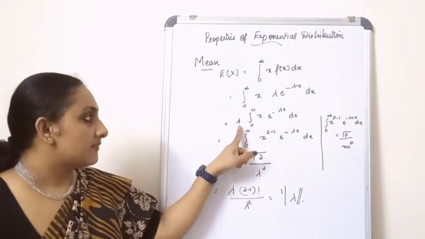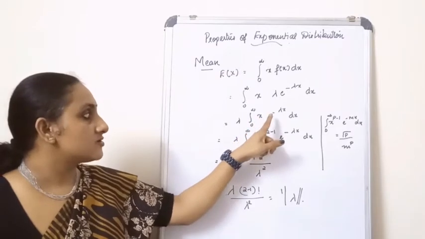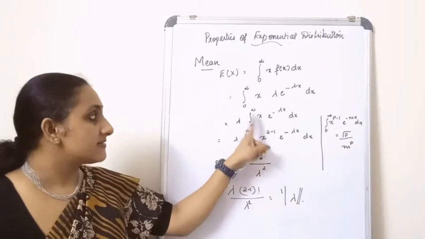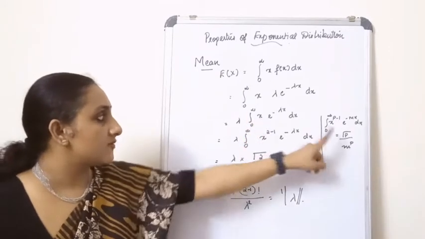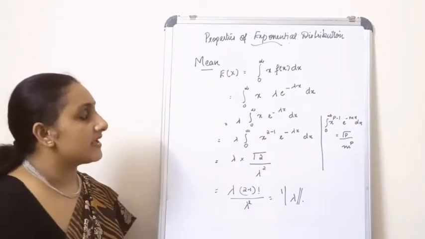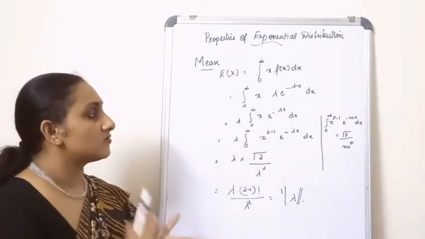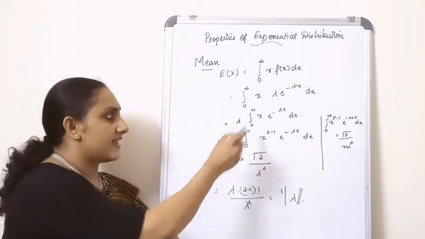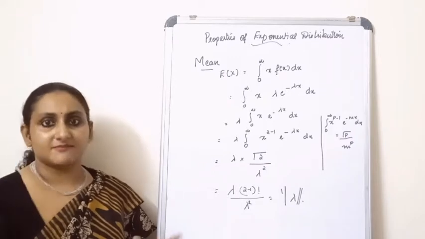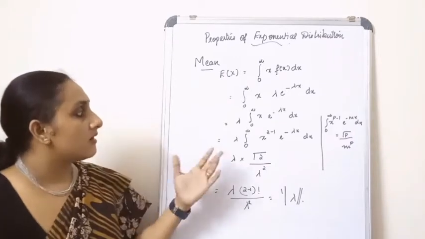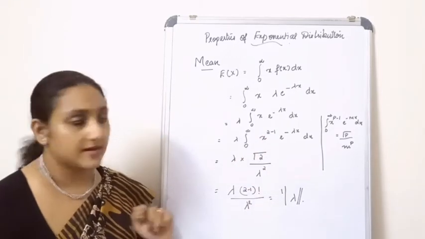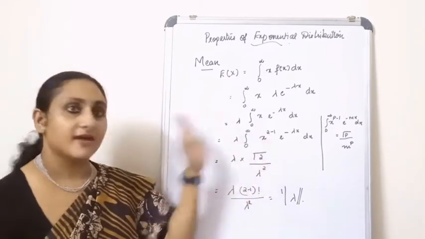You took the lambda outside, and inside you get x into e raised to minus lambda x dx. Now, lambda times the integral from 0 to infinity, compare your x with the gamma integral. What is it? x raised to 1. Over there, it is x raised to p minus 1. So you have to convert this x raised to a power into the form of some constant minus 1. The most apt thing you can do is x raised to 2 minus 1, which is the same as x raised to 1.